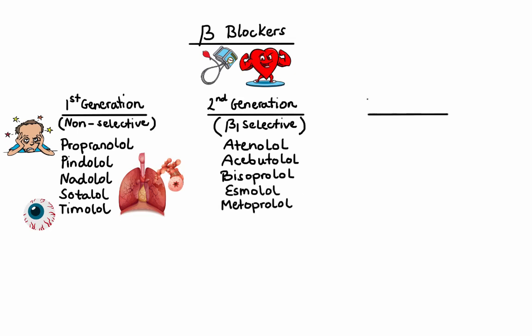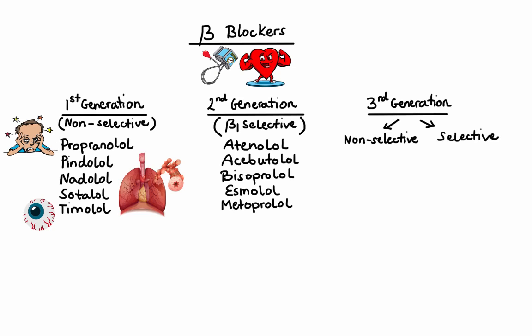Now, let's move on to the third-generation beta blockers. And here you need to pay special attention because things can get a lot trickier. So, unlike the first-generation group that included non-selective agents, and unlike the second-generation group that included selective agents, the third-generation group includes both non-selective and selective beta blockers.